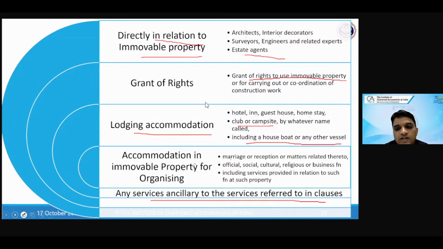Correct, so Hardik, if both are in Bangalore, then CGST and SGST, right? So in case of immobile properties, if it is located in India, then where that immobile property is located, that is the place of supply. And second scenario where location of supplier and location of recipient is in India, but immobile property is outside India, then the place of supply will be the location of the recipient.